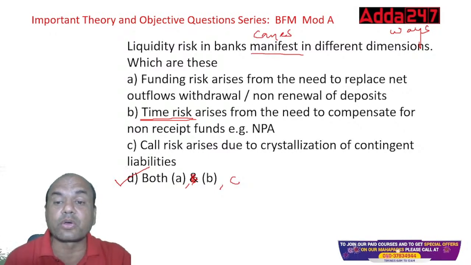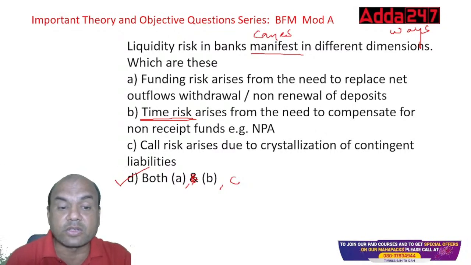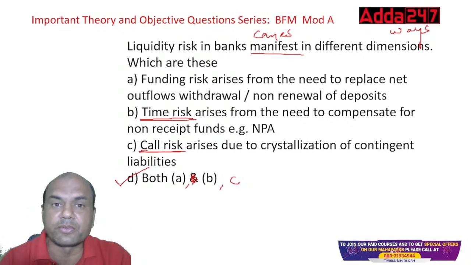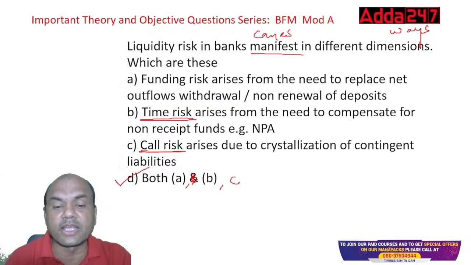Time risk is for compensating the non-receipt of funds. That is also correct. And call risk is also a type of this liquidity risk, because if tomorrow there is a huge bank guarantee to be paid by you, then from where will you get the funds? Urgent funds. So it's actually A, B, and C.